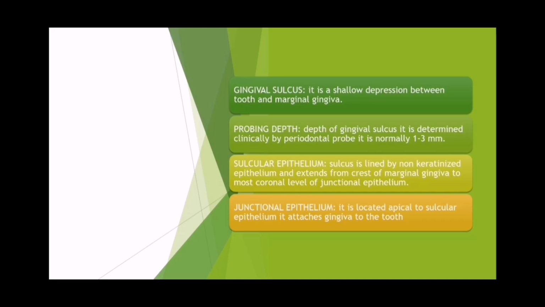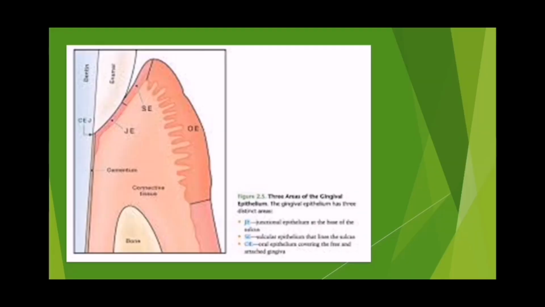Sulcular epithelium: the sulcus is lined by non-keratinized epithelium and extends from the crest of the marginal gingiva to the most coronal level of the junctional epithelium. The junctional epithelium is located apical to the sulcular epithelium. It attaches the gingiva to the tooth. And there is a diagrammatic representation of the gingiva, junctional epithelium, and sulcular epithelium.